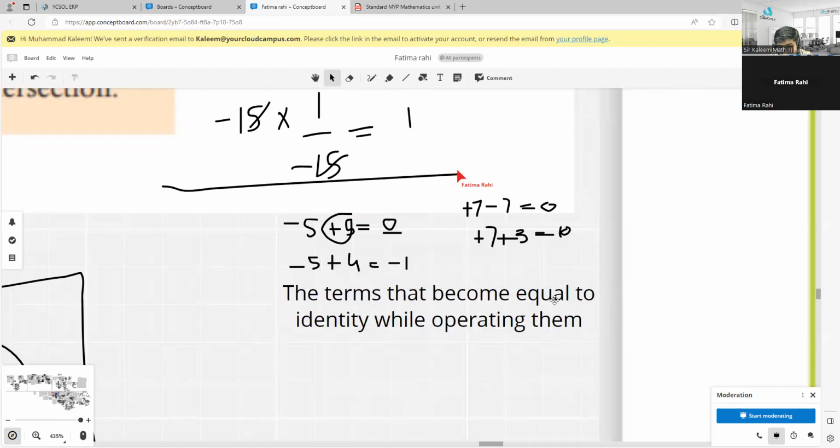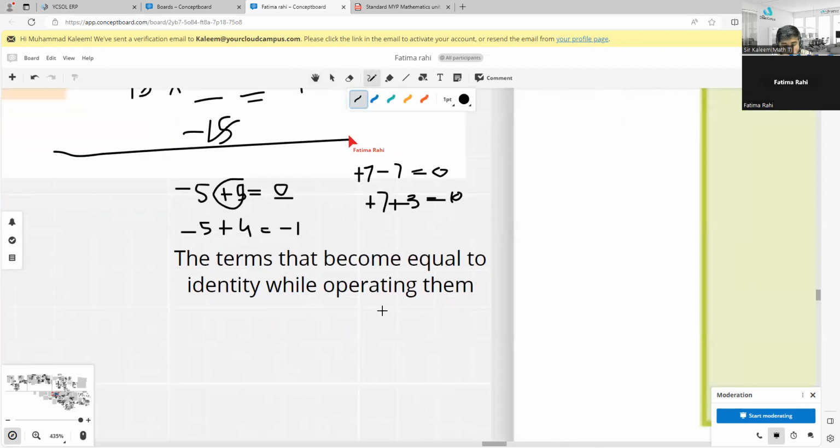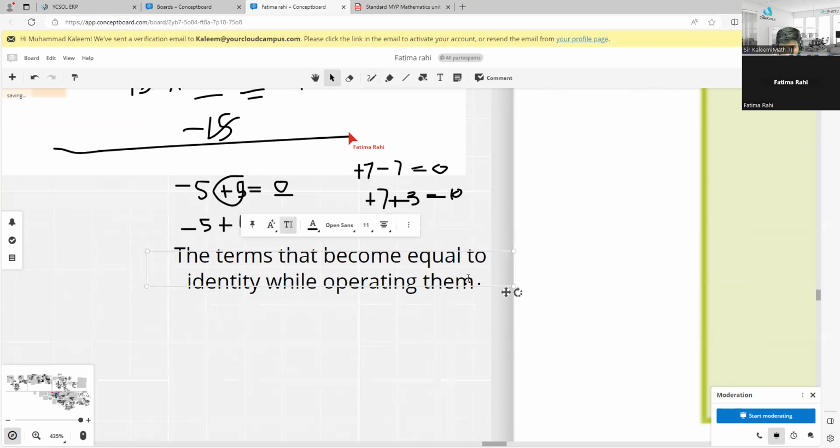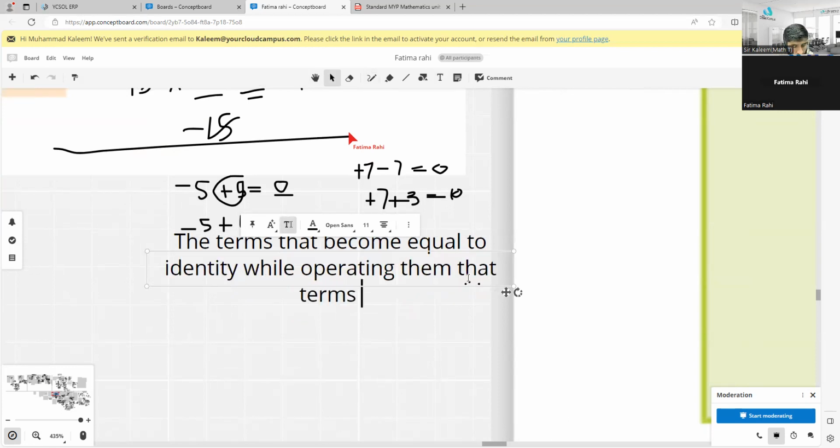Like the terms that become equal to the identity while operating them. When we operate them, they give the identity. So those terms will be known as inverses of each other. That terms will be known as inverse of each other.